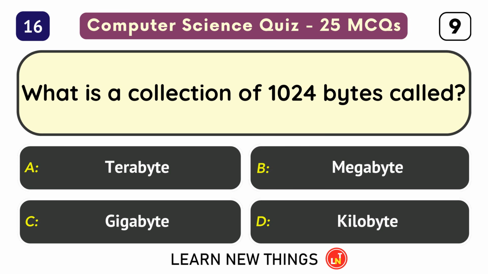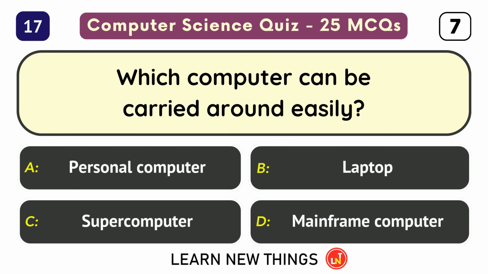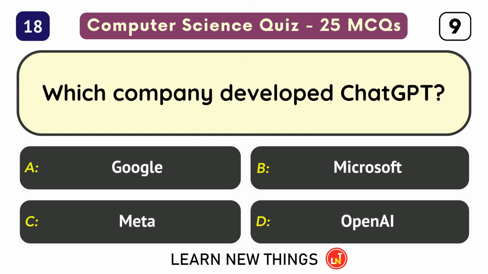What is a collection of 1024 bytes called? Kilobyte. Which computer can be carried around easily? Laptop. Which company developed ChatGPT? OpenAI.